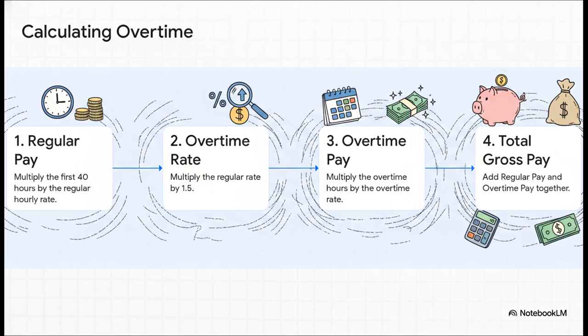So, to make sure you don't fall into that trap, just use this 4-step playbook every single time. First, figure out your pay for the regular 40 hours. Easy. Then, find your special overtime rate. Step 3, calculate what you earned for just the overtime hours. And finally, add your regular pay and your overtime pay together. That's it. It's a foolproof plan.